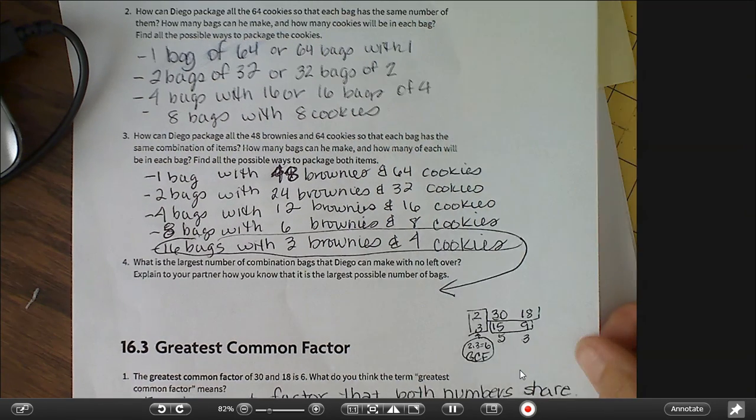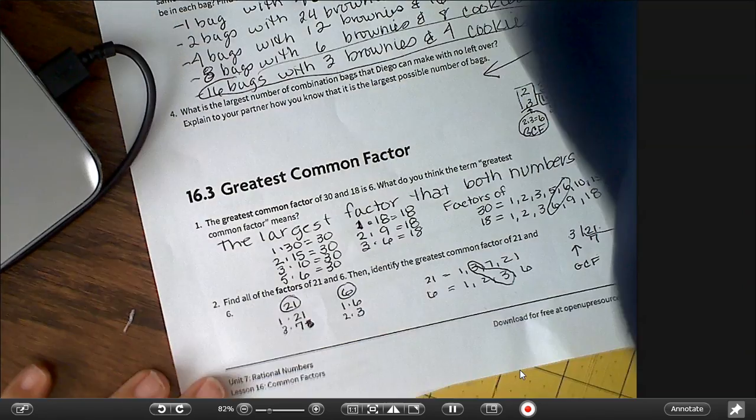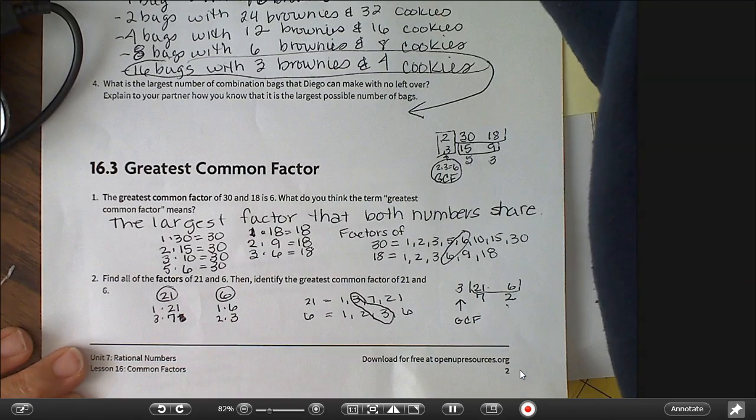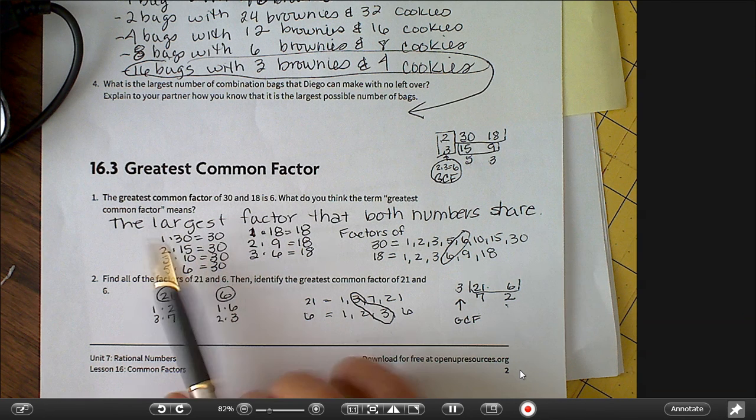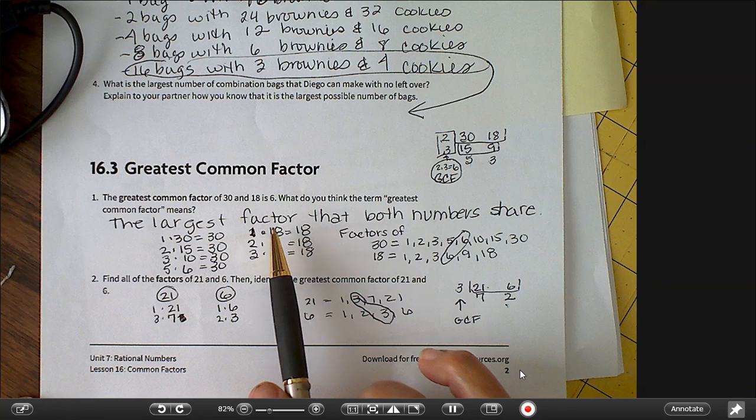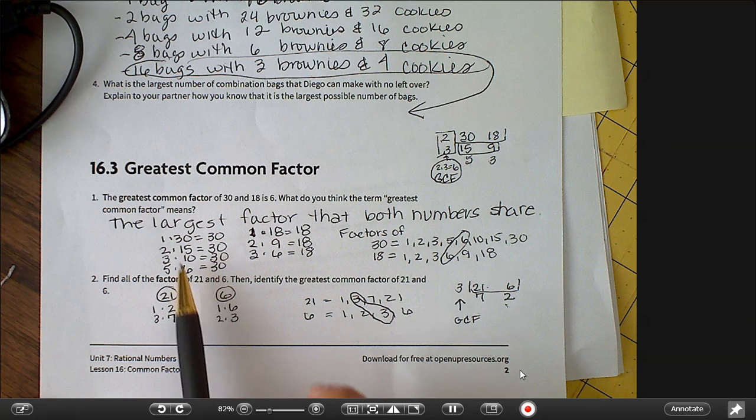Okay, moving on to 16.3. Greatest common factor. So the greatest common factor of 30 and 18 is 6. What do you think the term greatest common factor means? The largest factor, so the answer to that is the largest factor that both numbers share.